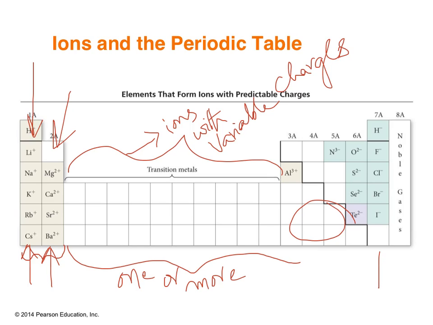Again, anions, halogens form -1, group 6A form -2, nitrogen -3, aluminum always +3. So these are all predictable ions. So group 1A +1, group 2A +2, group 7A -1, 6A -2, aluminum +3 and nitrogen -3, and you have to remember that.